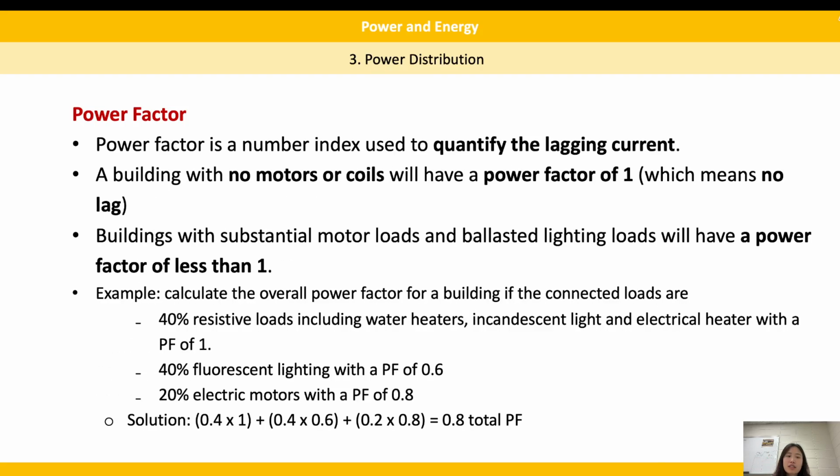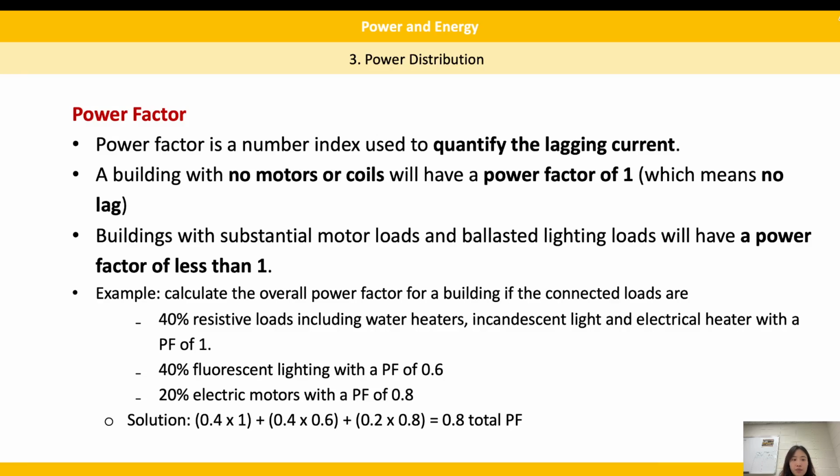So power factor is a method to calculate the real power. Power factor is the number index used to quantify the lagging current. A building with no motors or coils will have a power factor of 1. That means no lag. If lag happens, how do we calculate? A building with substantial motor loads and ballasted lighting loads will have a power factor of less than 1.